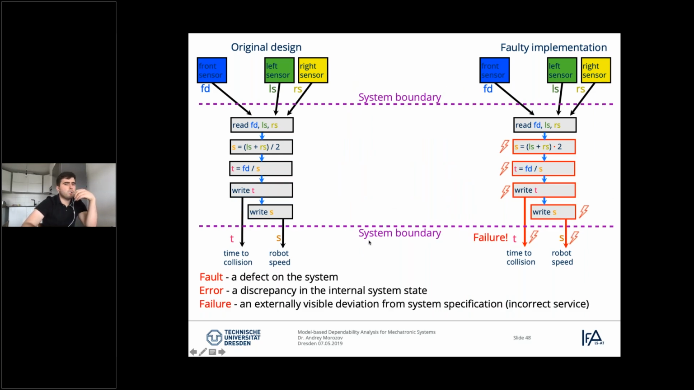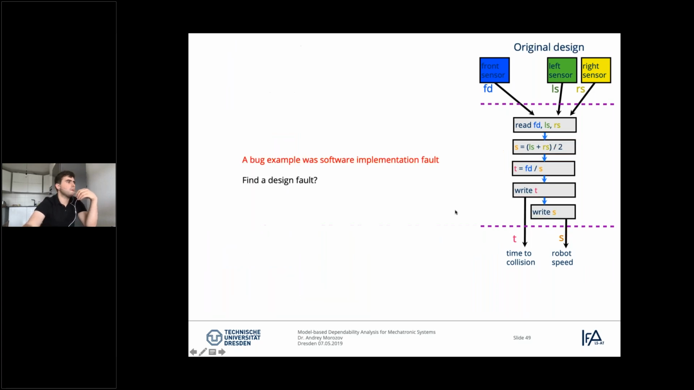You might notice that the failure really depends on the system boundary. When the inconsistency of the system state is inside the system, it is an error. When it goes outside and becomes visible, it is a failure. So the failure depends on the system boundaries. Okay.